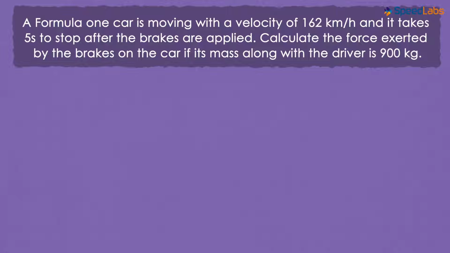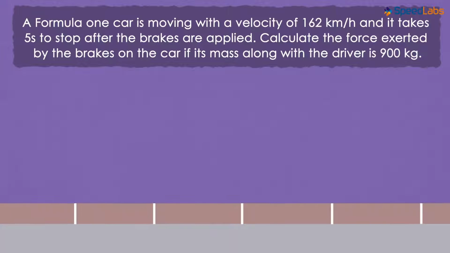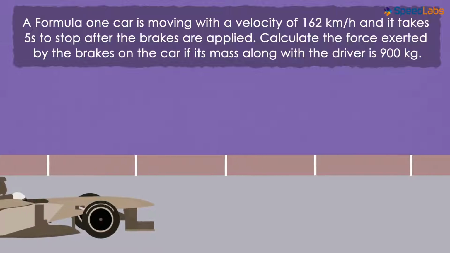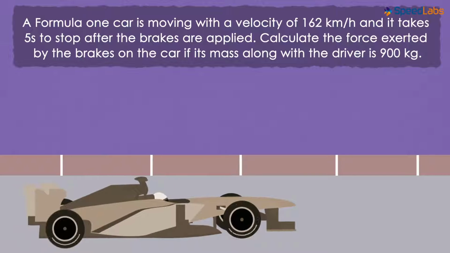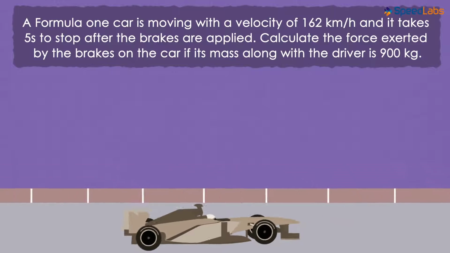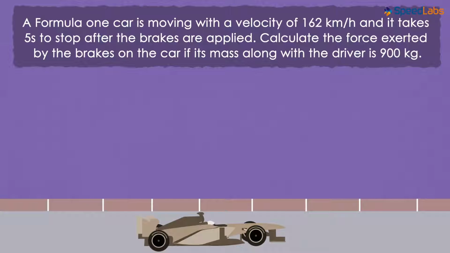Okay, first, let's jot down all the things that we've been provided with. The car is moving with a velocity of 162 km per hour and then it stops after the brakes are applied. What we've been given here are the initial and the final velocities. The initial velocity u is 162 km per hour. And what will be the final velocity v? It will be 0 as the problem says that the car will come to a halt. So we have the values of u and v.